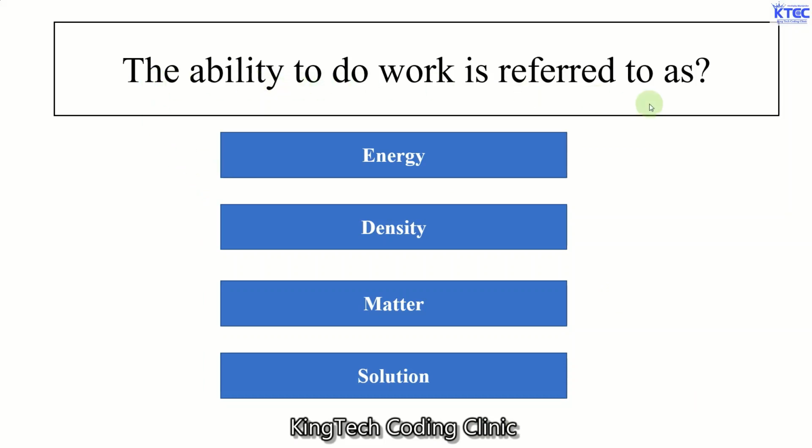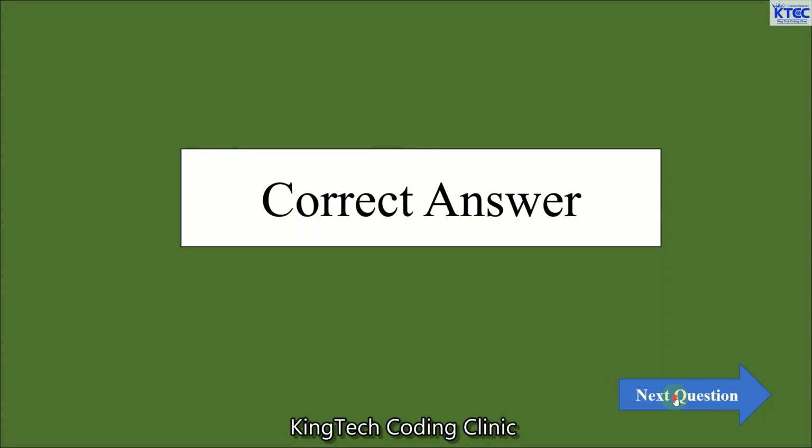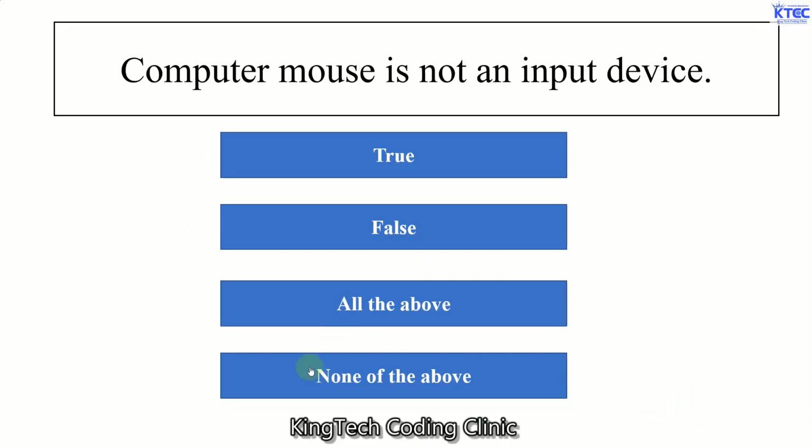Then we come to the next question. It says, the ability to do work is referred to as what? We all know it is energy, right? Click on this and move straight to the next slide. But if you choose the wrong answer, it will redirect you to retry again. And the last one says, a computer mouse is not an input device. True, false, all the above, none of the above.